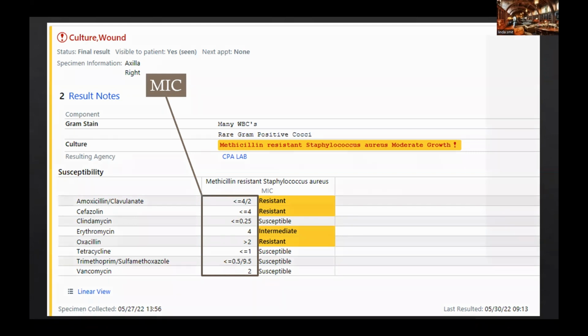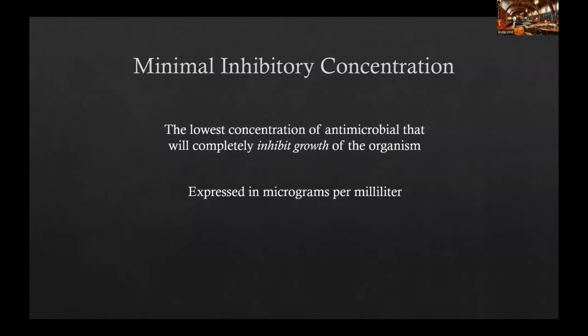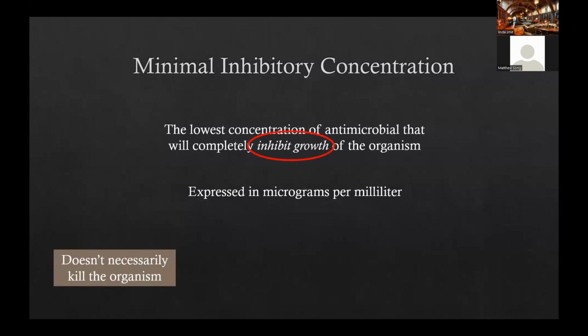So what is it? MIC is minimal inhibitory concentration, which is really a good name for it. It is the lowest concentration of antimicrobial that will completely inhibit growth of the organism. And the key there is inhibit growth. We're not talking about trying to kill the organism. We don't do that. What we want to do is get to the point where we know we inhibit the growth and then let the human body take care of the actual killing.